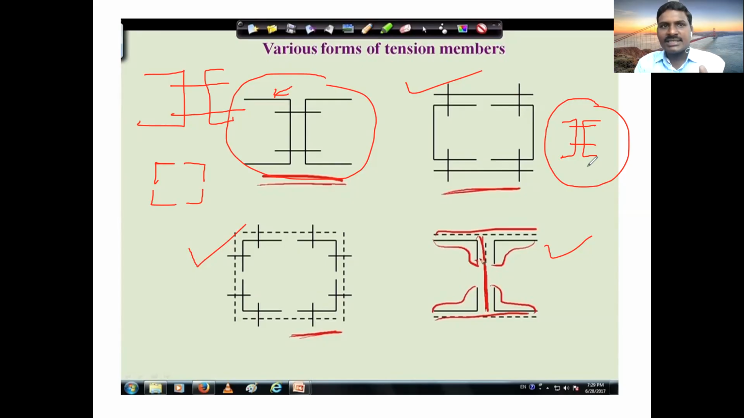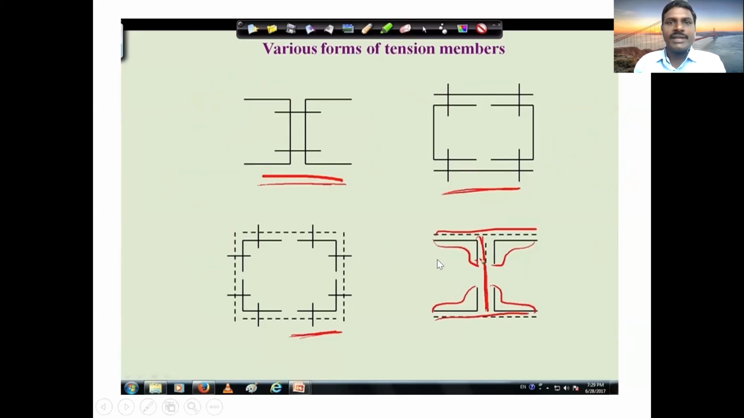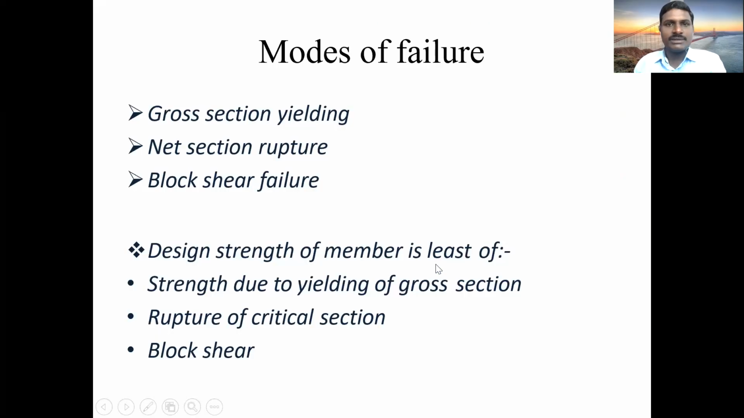Angle sections, T sections, I sections, have you seen? The members we are using as a single tension member, or combining two, three or four like this. In this shape we can use tension members for carrying the load. So these are the various forms of the tension member.